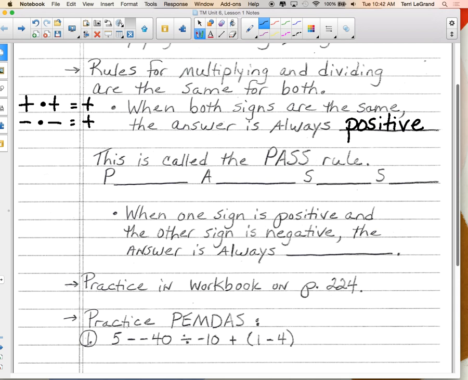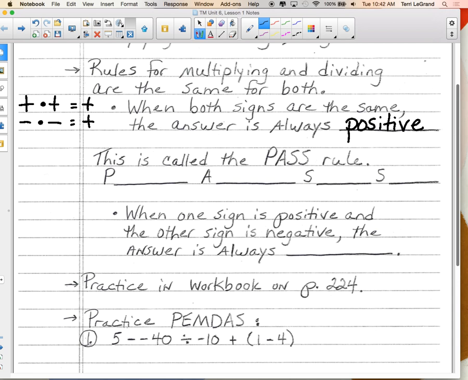Now, how's that different from addition? How's that different from addition, Danny? Addition, if you add two negatives together, you get a negative. Yeah, in addition, if you add two negatives, you get a negative, don't you? In addition, it has a different rule. A negative plus a negative is a negative.